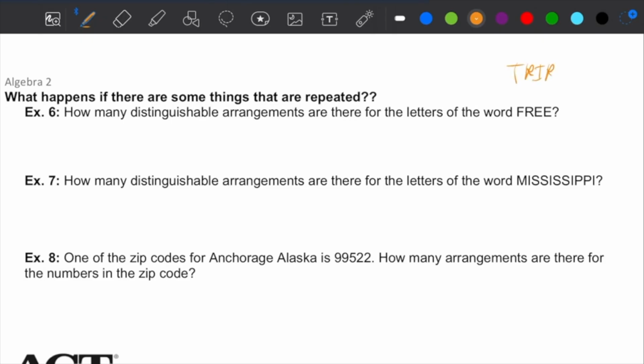rearrange trip, that would be just ordering those 1st through 4th, just like we did the teams in the conference, 1st through 8th, and all those different things. So you just do 4 factorial in this case. But here with free, that's not the same.